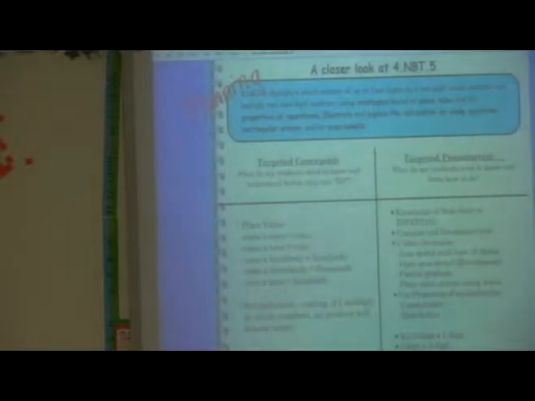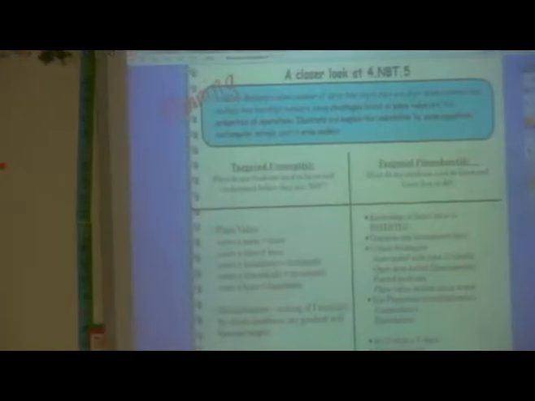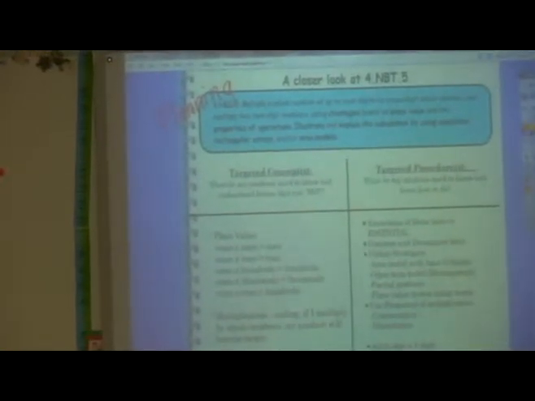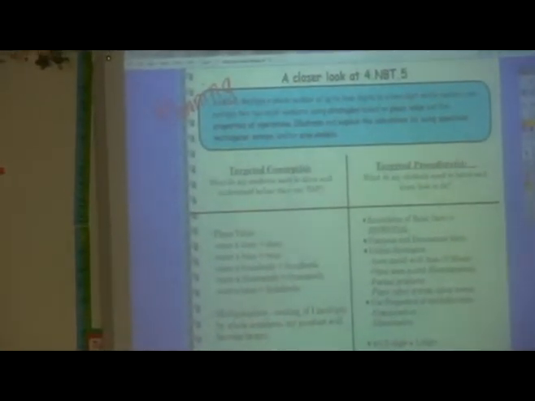All right, and we're going to take a closer look at this standard. Some things that students will need to know and understand before they actually do this standard is place value. They need to understand that 1s times 1s equal 1s, 1s times 10s equal 10s, 1s times hundreds equal hundreds, 1s times thousands equal thousands, and 10 times 10s equals hundreds.